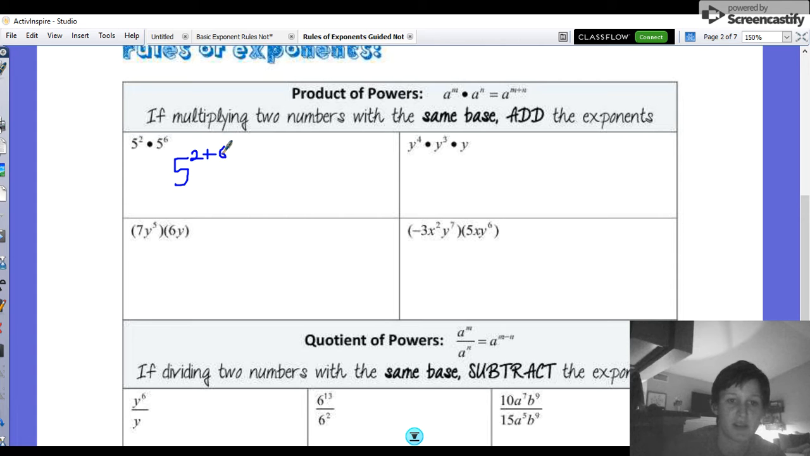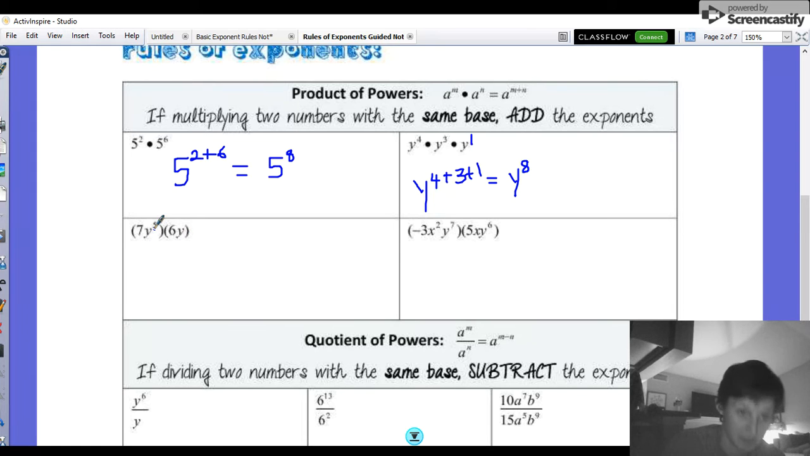2 and 6 are the exponents. So that will give me 5 to the 8th power. And that's good. I don't need to write out whatever long number that is. So same thing here. Remember, there's a 1 there. So we are going to do y to the 4th plus 3 plus 1, adding up all the exponents that have the same base. So we have y to the 8th.